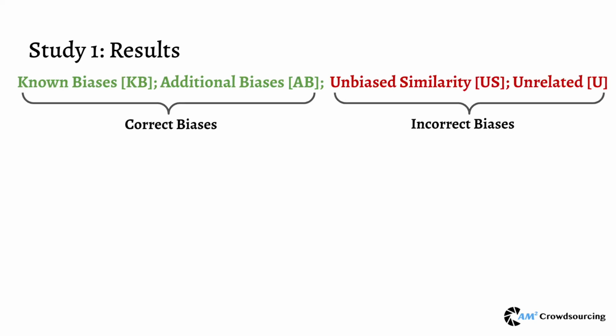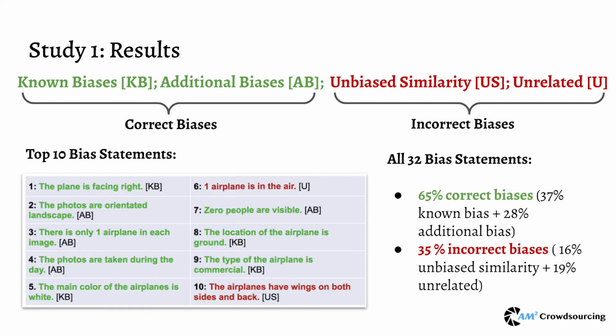In order to have a better understanding of the results, we classify the 32 bias statements identified by the crowd into 4 categories. Both known biases and the additional biases are considered as correct biases detected by the crowds. As you can see, both the bias category percentage and the top 10 bias statements prove that our workflow actually can provide reliable information of the image dataset biases.